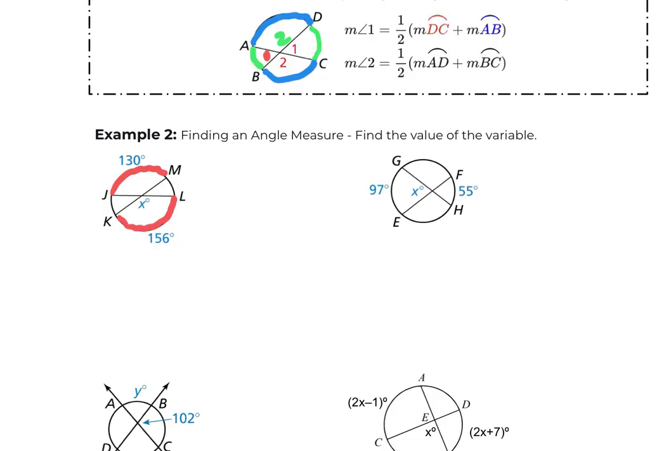Now here's the first thing I want to show you. This is why we have to have a different formula here. This is not at the center. If this was at the center, then this would be 156 and this would be 130. Well, these two have to be equal, right?